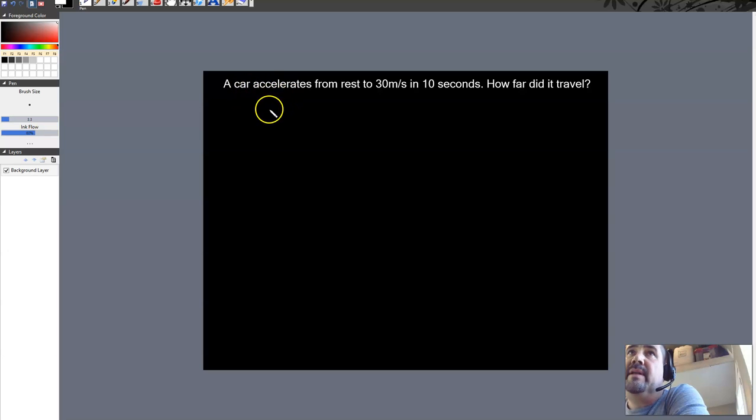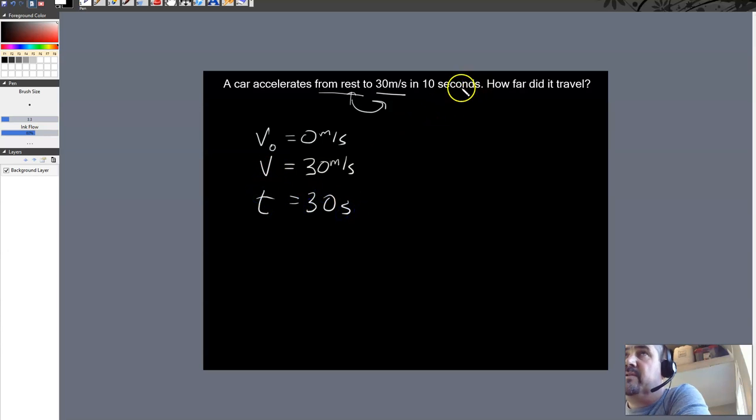So let's write down everything we know. That's rule number 1. So let's see, accelerates from rest. We know rest is a 0. So it goes from this speed to this speed. So the starting speed is 0 meters per second. The final speed is 30 meters per second. And t is definitely 10 seconds, right? If you see seconds or minutes or anything, we know that's a time. How far did it go?